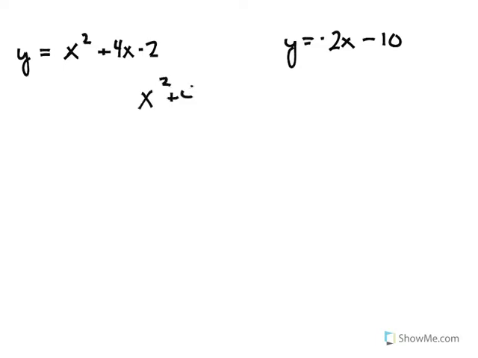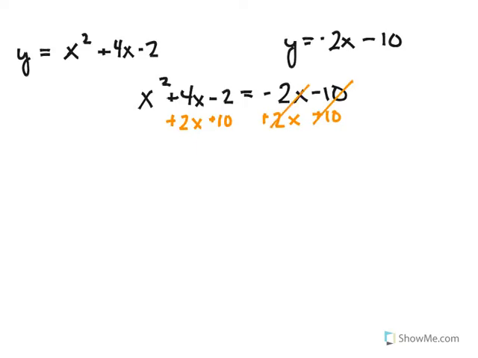So I'll get x squared plus 4x minus 2 equals negative 2x minus 10. It's a quadratic, so I'm going to get everything on one side. Plus 2x plus 10. Crisscross applesauce. Divide. And we get x squared plus 6x plus 8 equals 0. Remember, you only do this procedure when you don't know where to start and where to go. That's why I'm setting them equal. It's going to give me their intersection points.